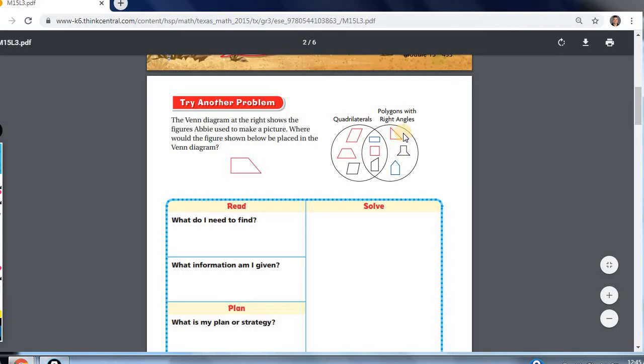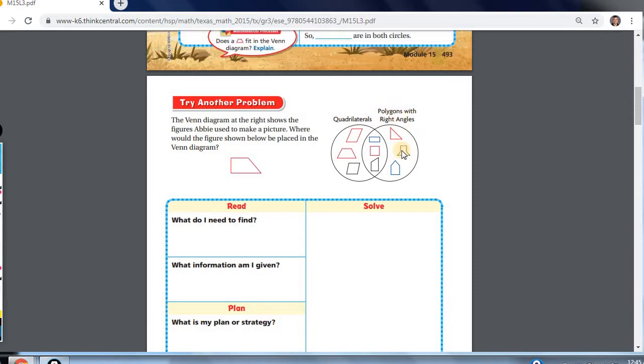Polygons, remember, a polygon is a plane figure made out of line segments. So for this one, what do you need to find? You need to find where the figure shown below should be placed in the Venn diagram. What information are you given? Well, you're given one circle of quadrilaterals, and you're given one circle of polygons with right angles.